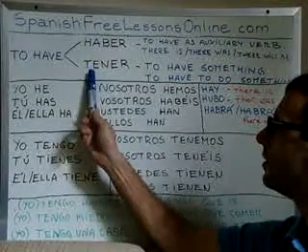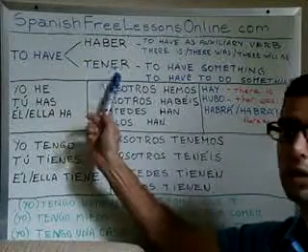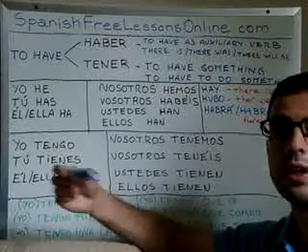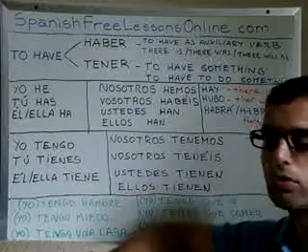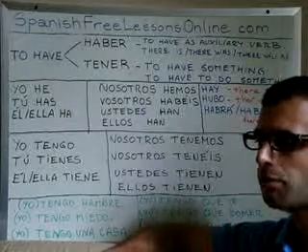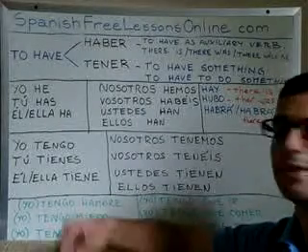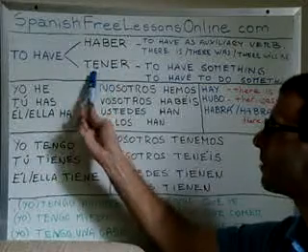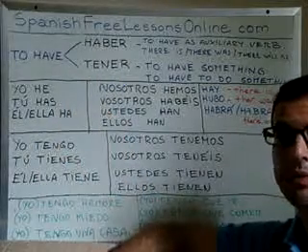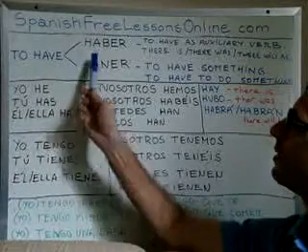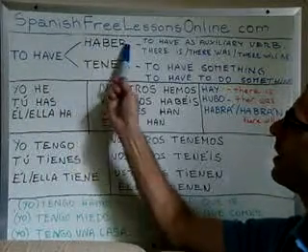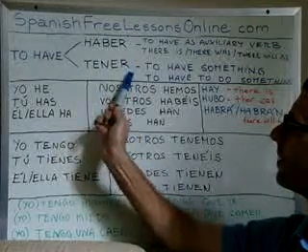We use tener. So we would say, tengo que salir. I need to go out. When we want to say, I have to work, tengo que trabajar. That's the verb tener. Okay? So you can see that the verb to have translates into the verbs haber and tener.